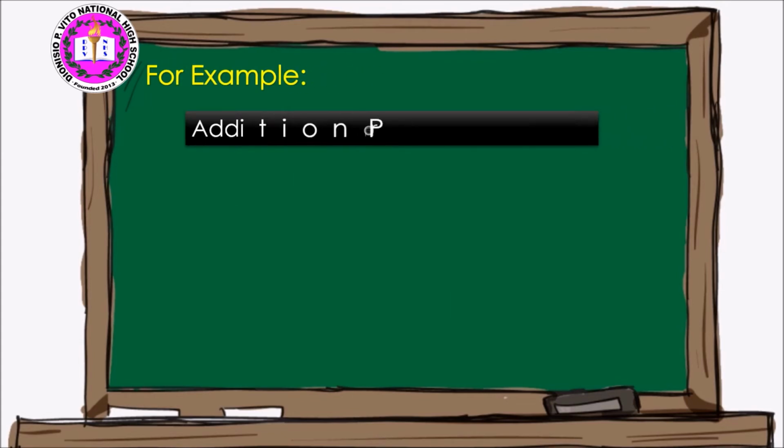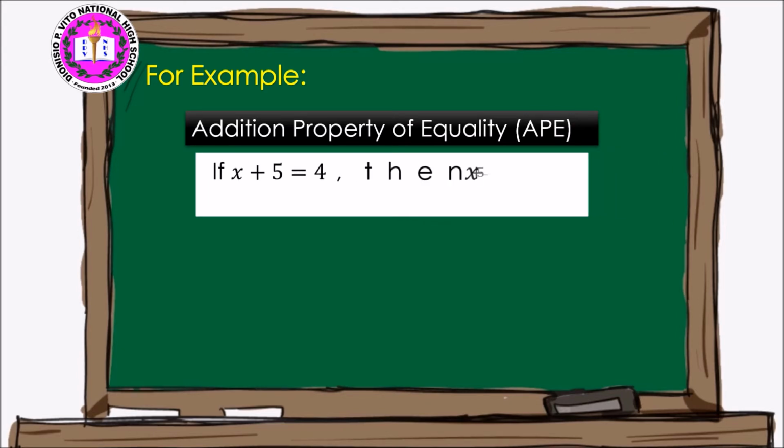For example, of the addition property of equality, or APE: if x plus 5 is equal to 4, then x plus 5 minus 2 is equal to 4 minus 2, or x plus 3 is equal to 2. Because x plus 5 minus 2 is equal to x plus 3, and 4 minus 2 is equal to positive 2. Therefore, we have x plus 3 is equal to positive 2.